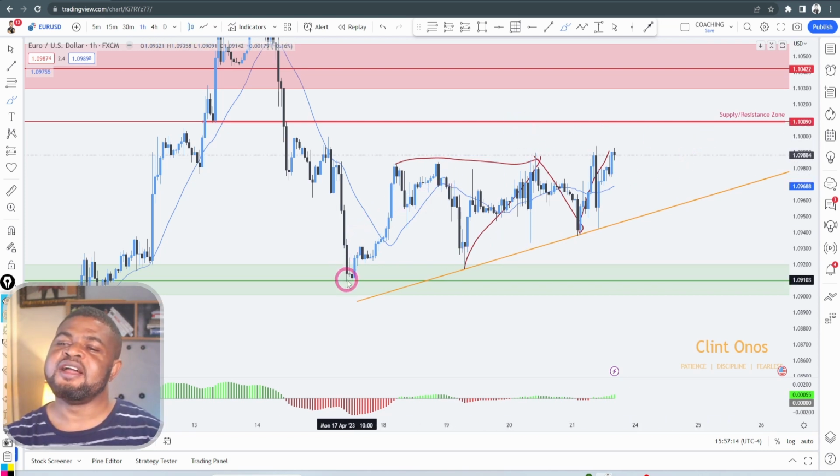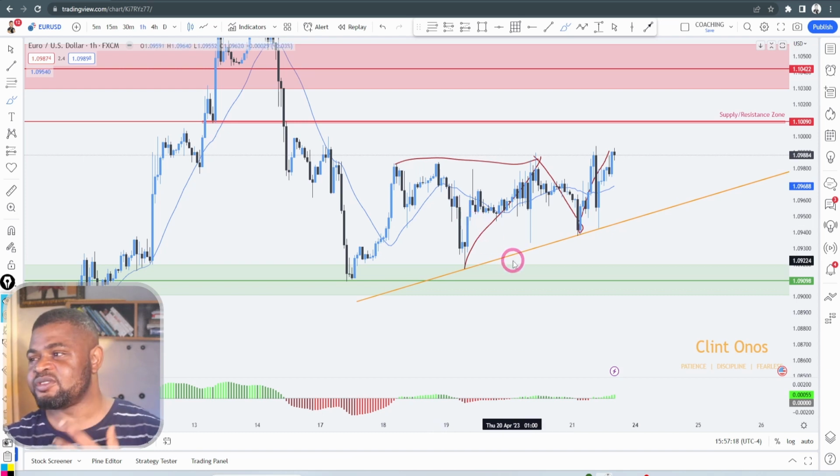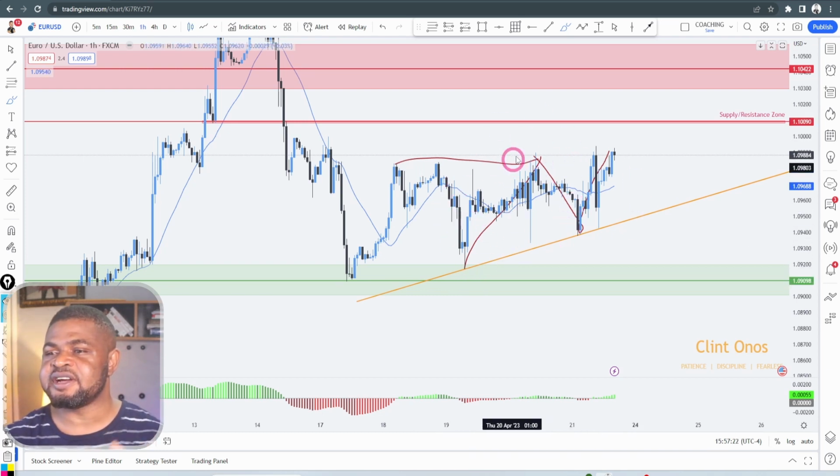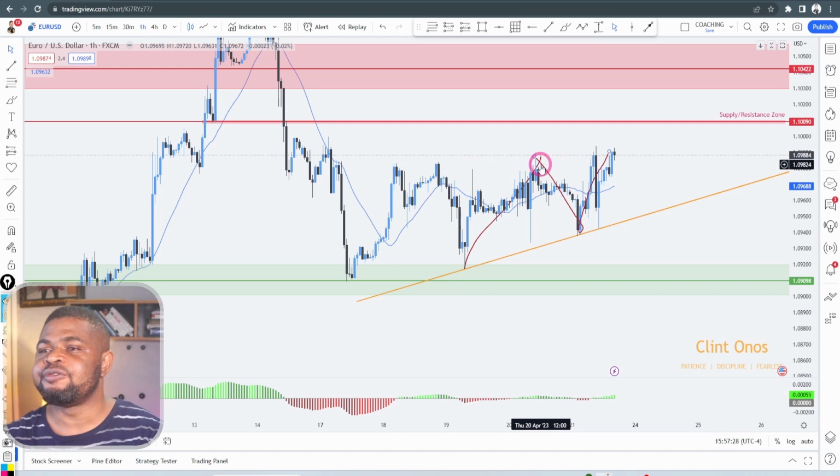So, and of course, well, I'm not going to talk about patterns, right? But if we zoom down, we can identify patterns around there. We are not talking about patterns. We're just talking about an overview of what the pair is currently doing.